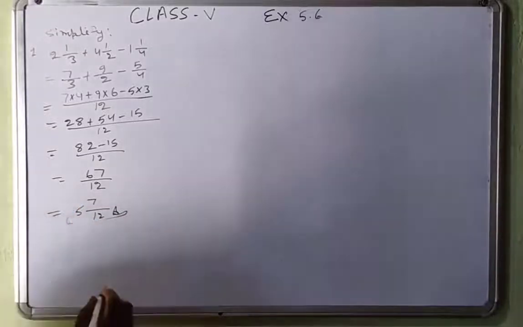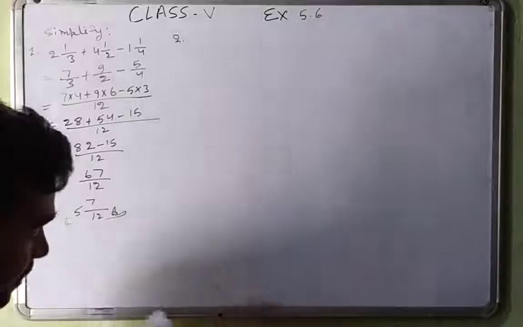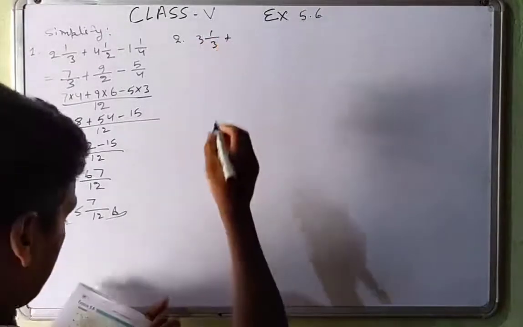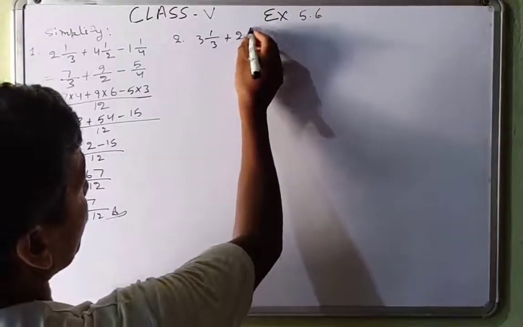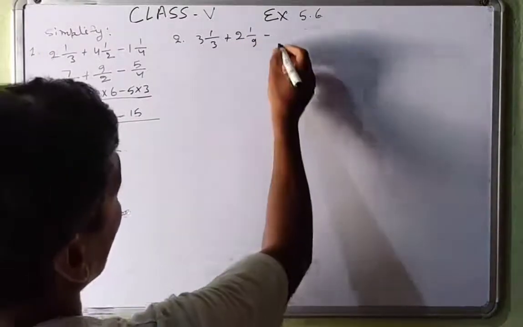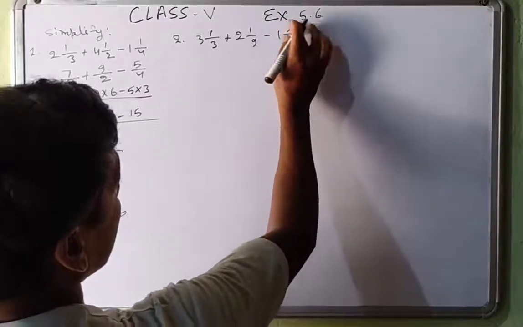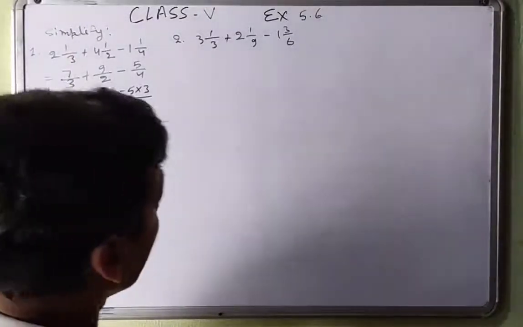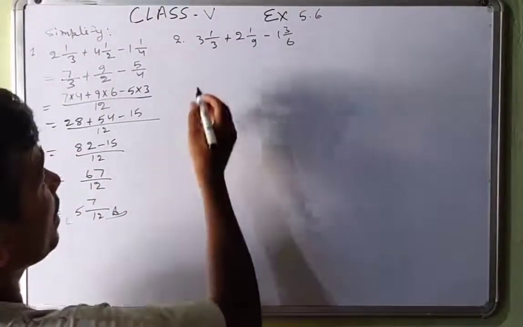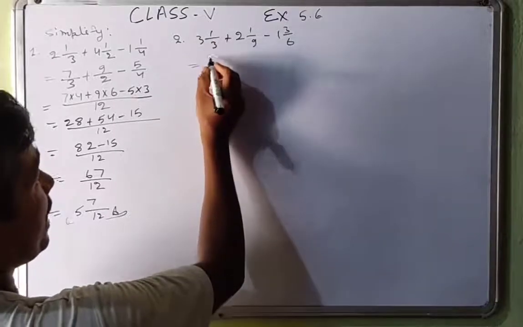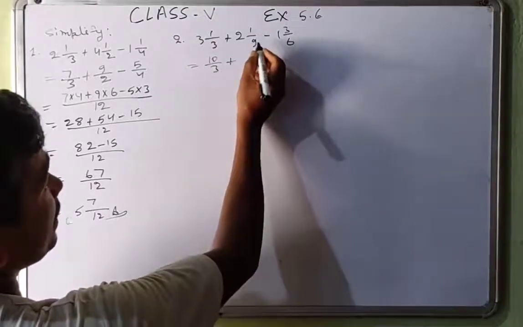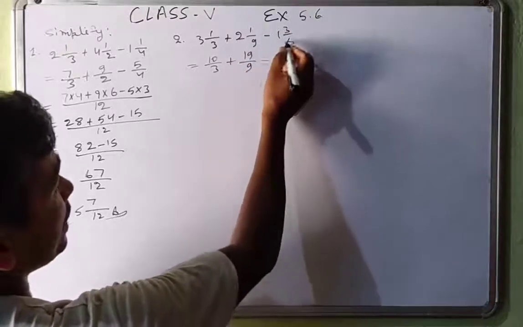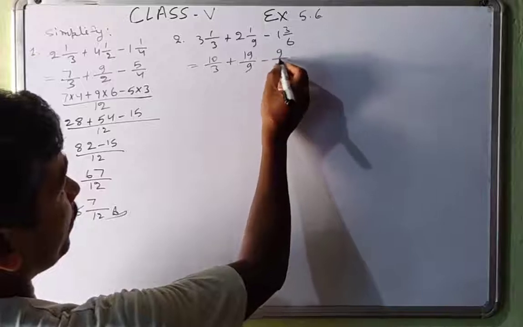This is the answer. Question number two: 3 whole 1 upon 3 plus 2 whole 1 upon 9 minus 1 whole 3 upon 6. So again, first of all convert into improper fractions. 3 threes are 9, plus 1, 10 upon 3, plus 9 twos are 18, plus 1, 19 upon 9, minus 6 times 1 is 6, plus 3, 9 upon 6.